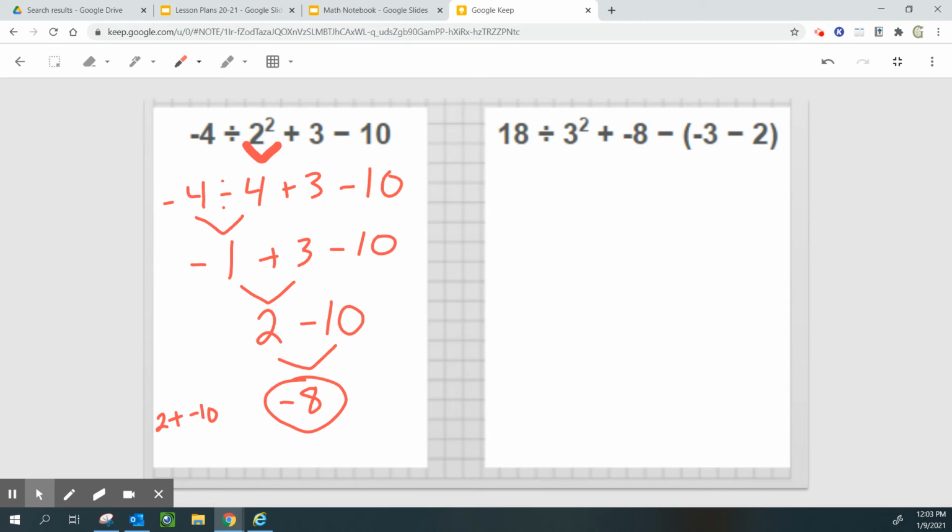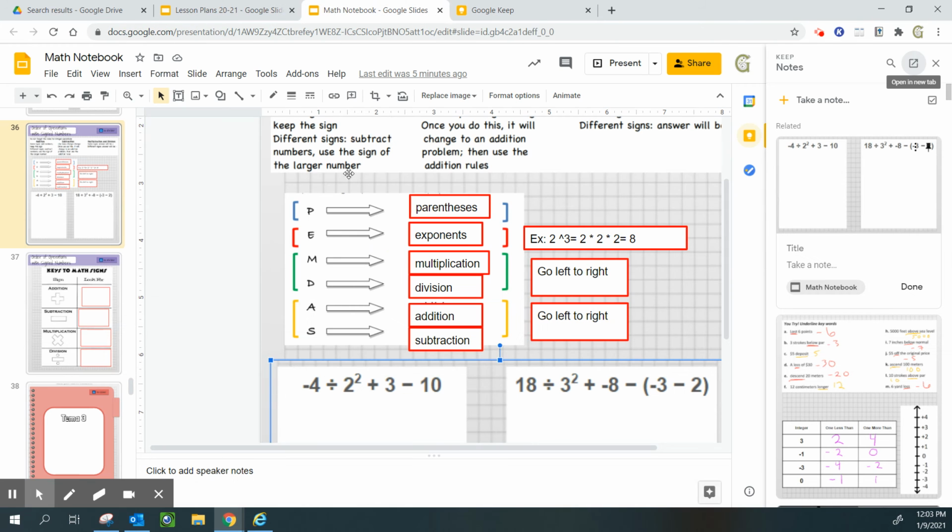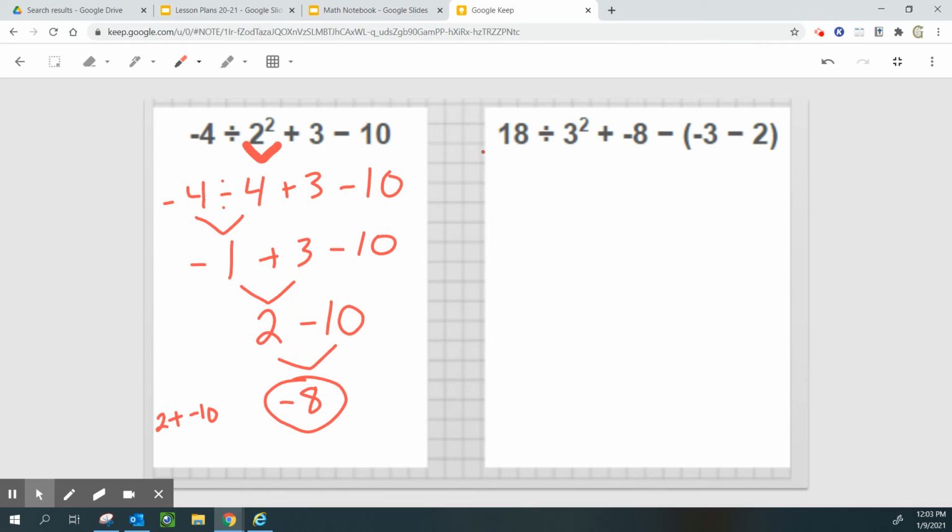Next one, similar idea. I'm going through all my steps here. It's just got a couple more in there. So I go back to the beginning, P for parentheses. This one does have parentheses, so that's the first thing I'm going to do. I didn't touch the 18, so I'm going to keep it. I didn't touch divide, or the 3 squared, or the plus, or the -8, or the minus. I'm just going to do -3 minus 2.